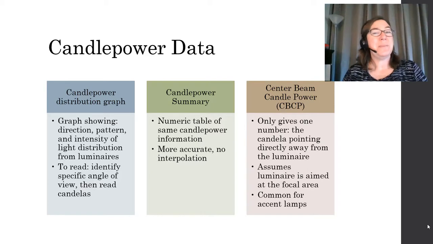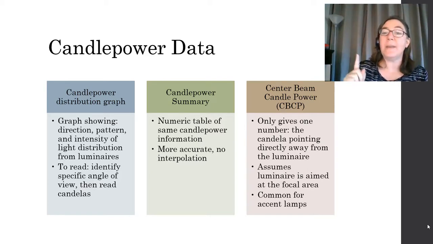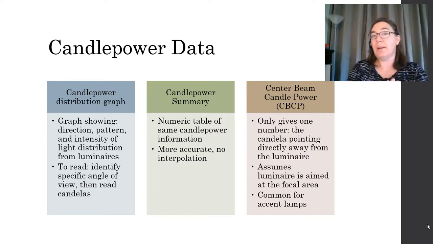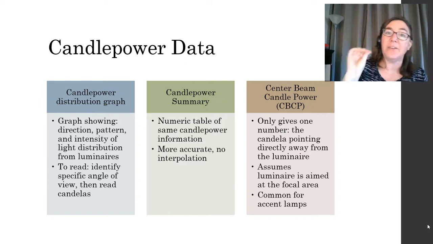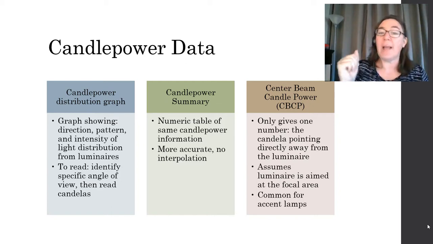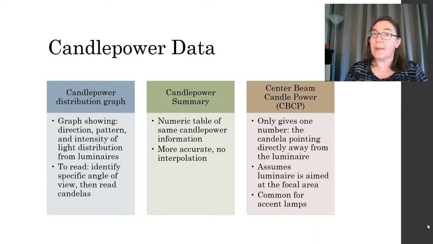The center beam candle power is going to be a single value, one number, and that's going to be the candela in the direction pointing directly away from the luminaire, called the center beam. It assumes that a luminaire is aimed directly at your focal area of what you're trying to accent. And so this is fairly common kind of data for accent lamps.